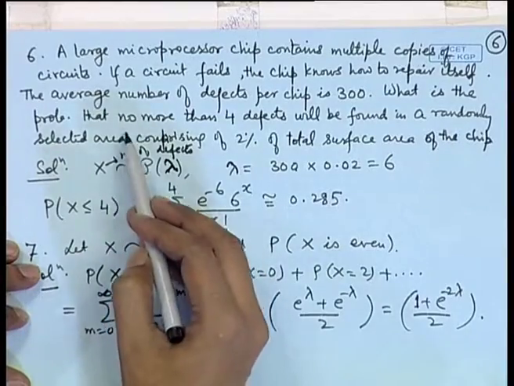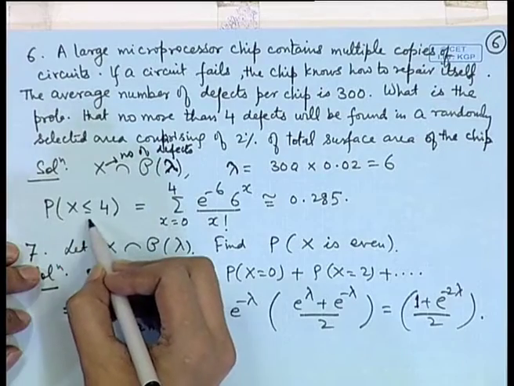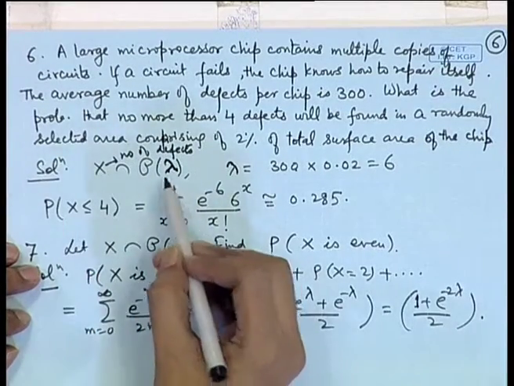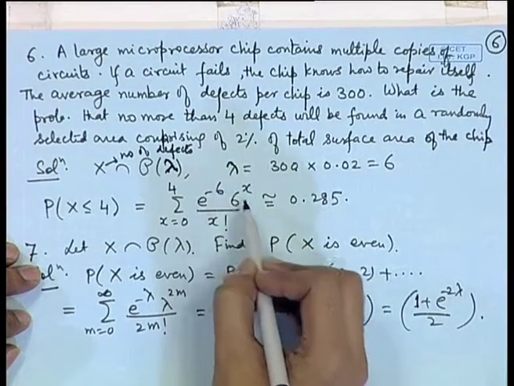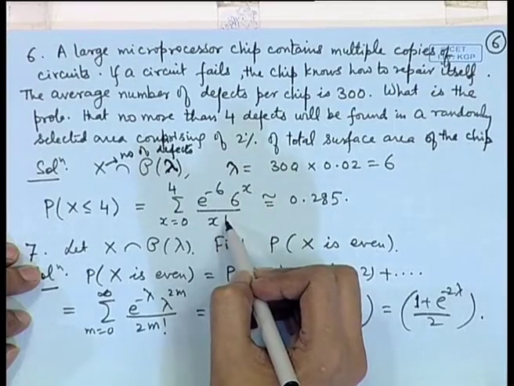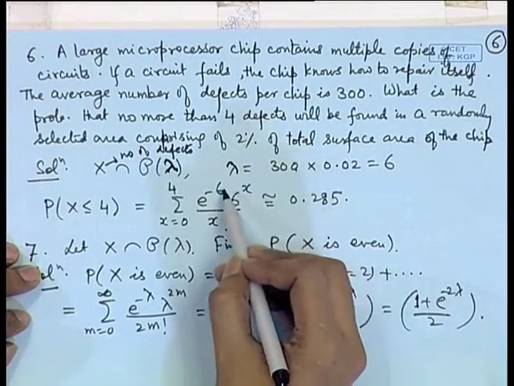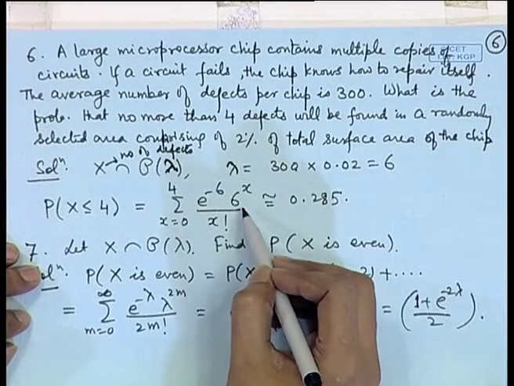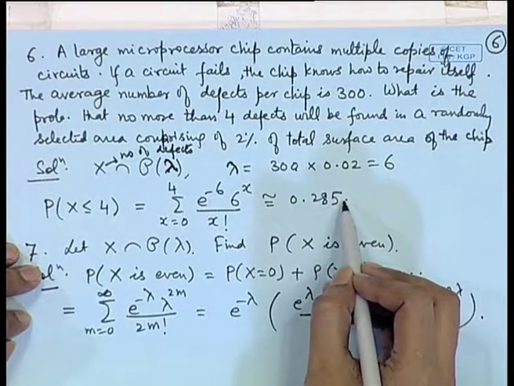Here we want the probability that not more than 4 defects will be found. So, it is probability of x less than or equal to 4 based on the Poisson probability mass function. So, it is the sum of e to the power minus lambda, lambda to the power x by x factorial, x equal to 0 to 4. By putting lambda equal to 6, this can be evaluated either directly or by Poisson tables. It is approximately 0.285.